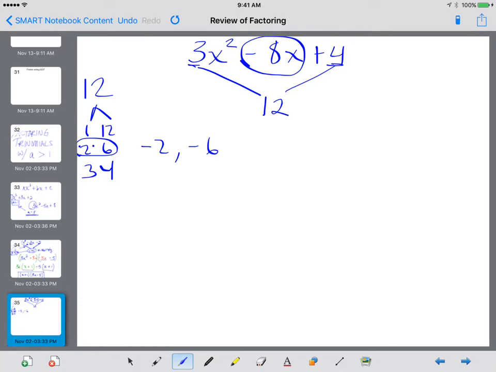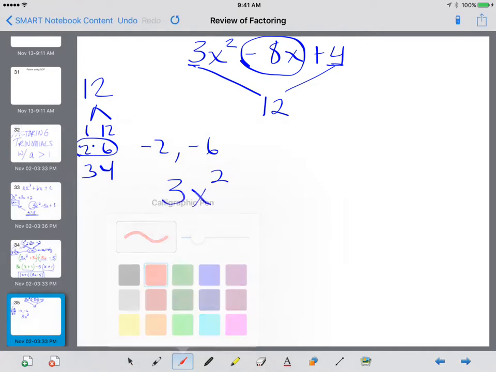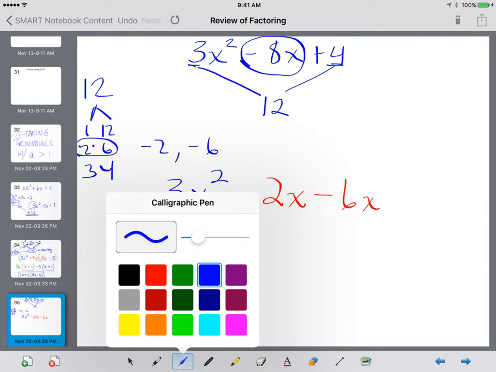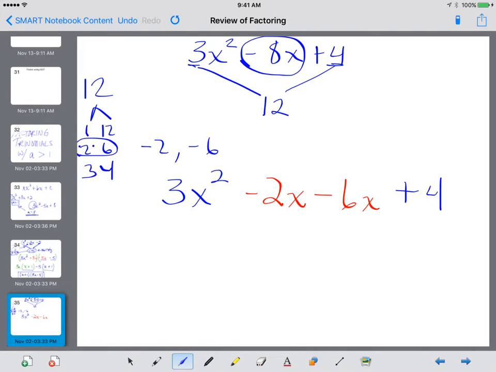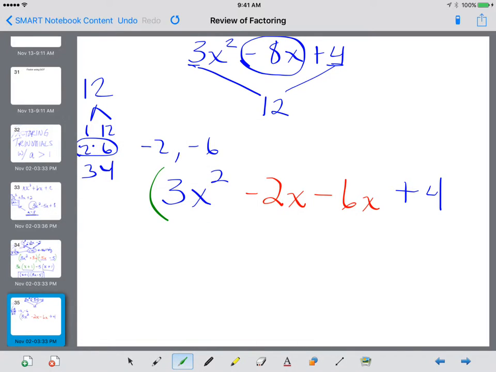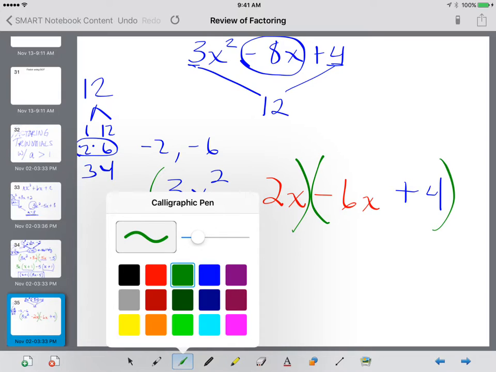So let's rewrite it as 3x squared. Now, if you're asking, does it matter which one goes first? It does not matter which term you put first. I can put minus 2x first, or I could put minus 6x first. It does not matter. When you factor by grouping, you will come out with the correct answer. So our next step is to group the terms together and then take out the greatest common factor.